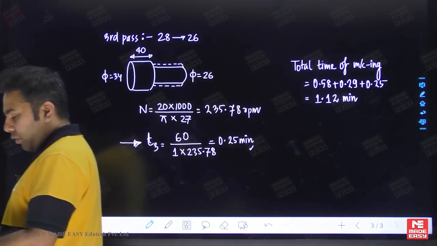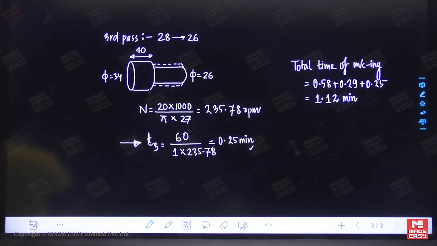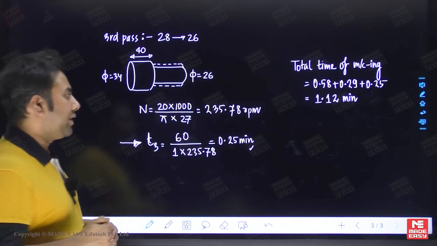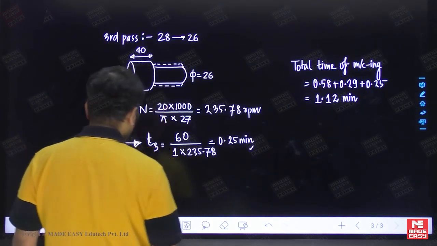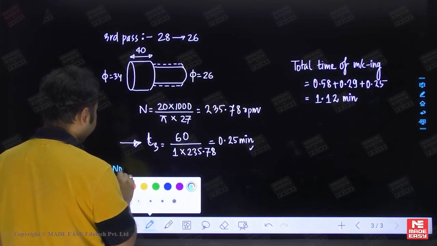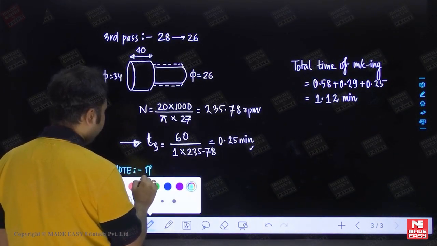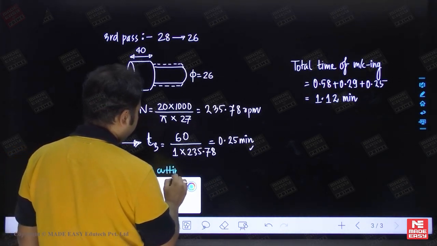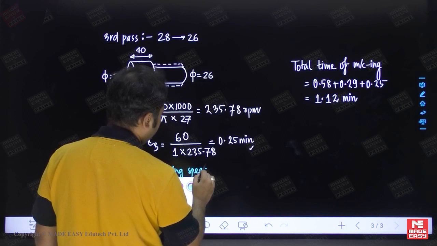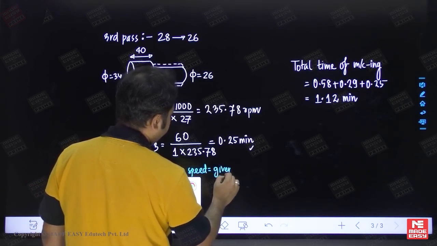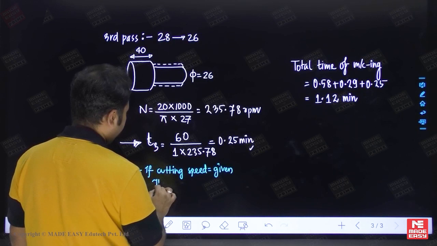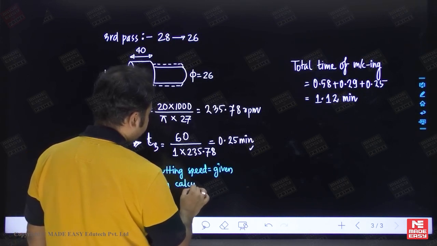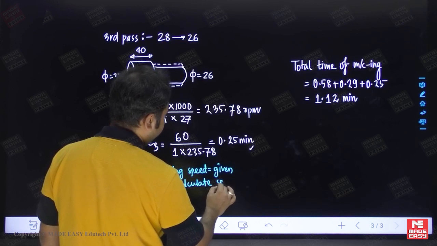So what is the main point that you get from here? That whenever cutting speed is given to you, you have to calculate the spindle speed for every given pass. So you will make it a note statement, you'll make it a note condition that if cutting speed is given to us, then we need to calculate spindle speed.